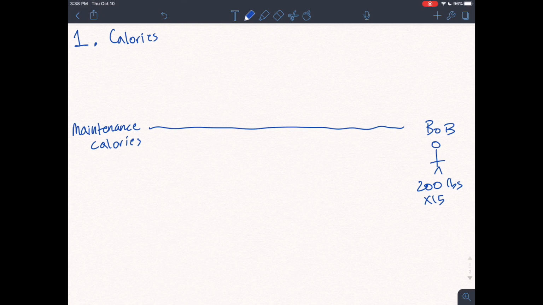But let's not waste any more time. Let's get started on how to start counting macros for weight loss. All right, guys, so here we are on my iPad. First, we're going to talk about calories, how to calculate your calories and your macros.